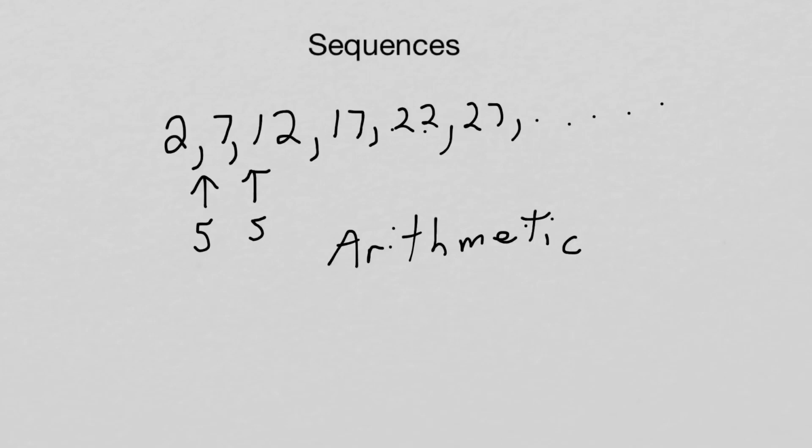And I know that the common difference equals 5. That's the answer. So on Delta Math, they're just going to ask you to enter a number, and the number you would enter for this would be a 5.